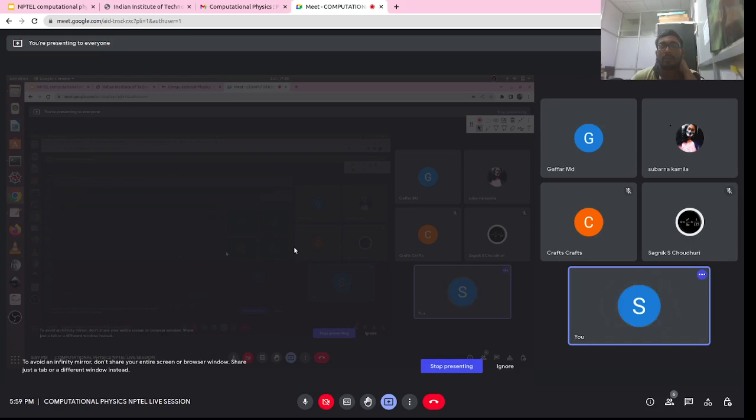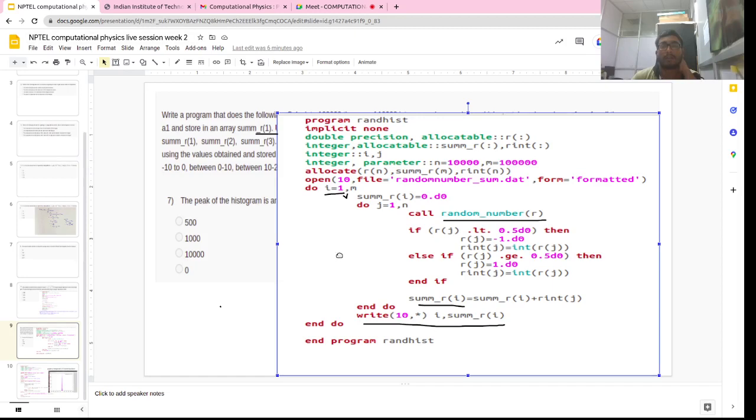Gaffer? Sir, you are defining sum of array equal to zero. Why are you using that? Actually, what happens is, you have an array and each I stands for the element number. Let's say this array will have 1 lakh summations, or 1 lakh elements within it. So first of all, before moving on to generating the random numbers, I am just giving that each of the values of that array has to be zero.